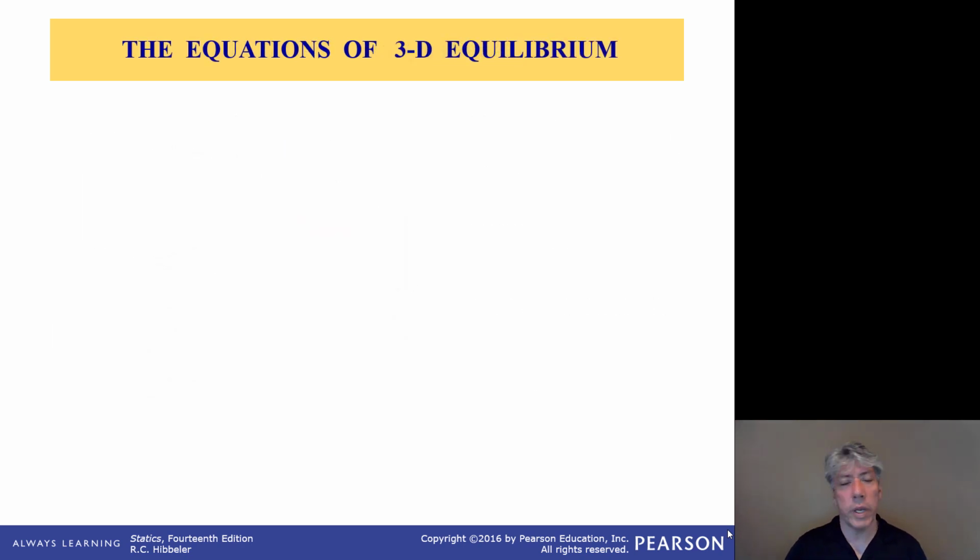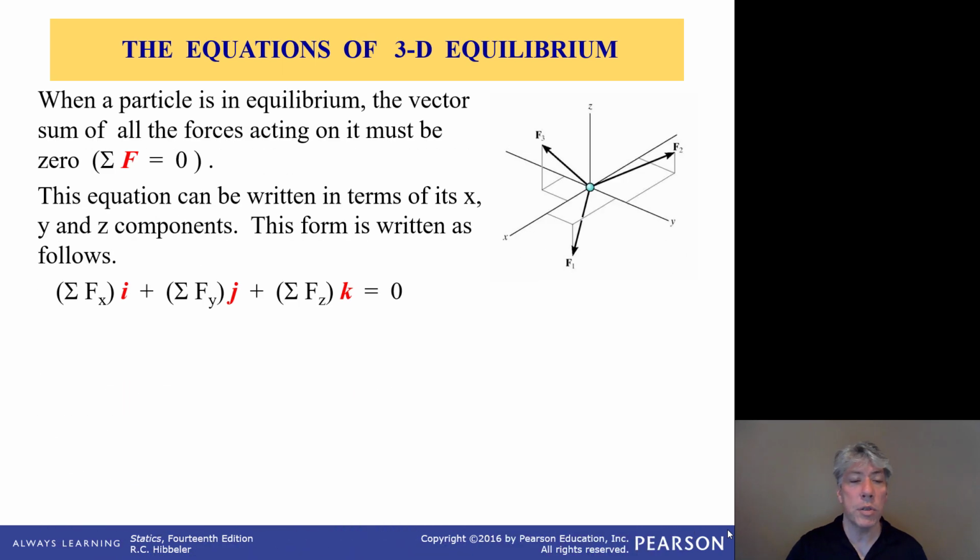Well, we just extend the two-dimensional equations of equilibrium to 3 dimensions so that we have 3 equations. The vector equation is still identical to what we had in 2 dimensions. It is simply the sum of all the forces on the particle must be equal to 0. So this equation can be written in terms of its components, but now instead of just having 2 components, an X and a Y, we also have Z.